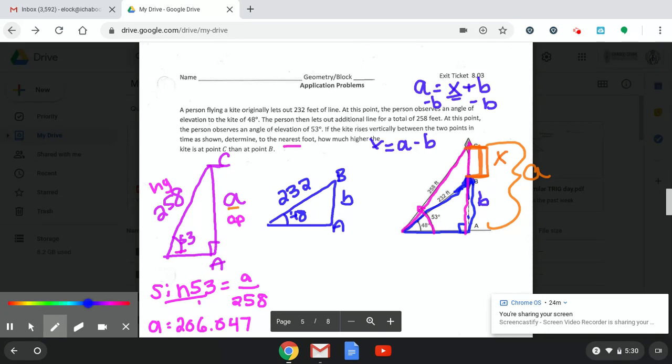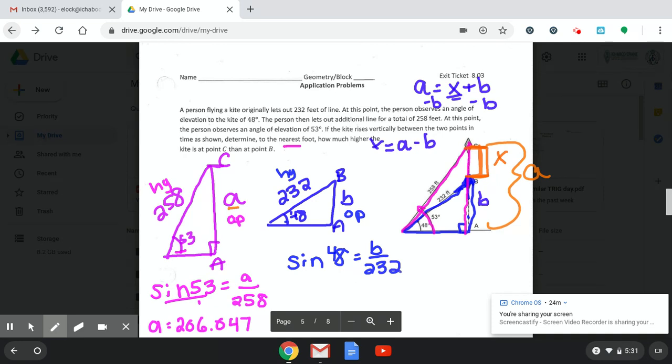To find the measure of B from our 48 degrees, again, we have opposite and hypotenuse. So we're going to have sine, opposite over hypotenuse, sine 48 equals B over 232. And 232 times sine of 48 gives us 172.4095.